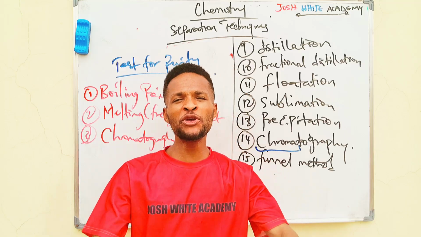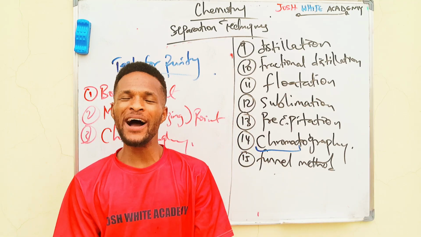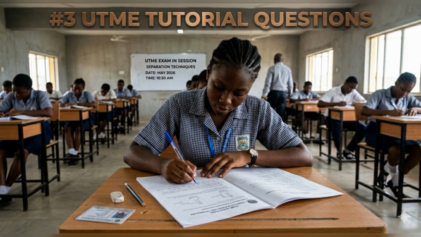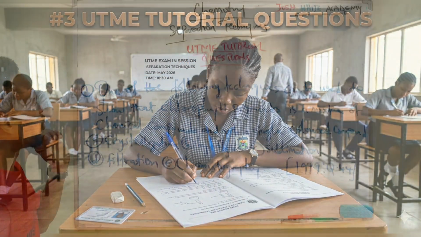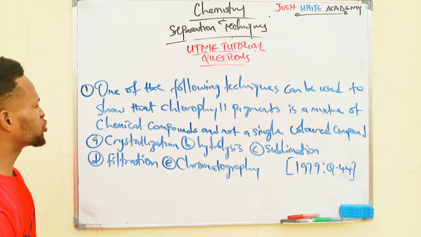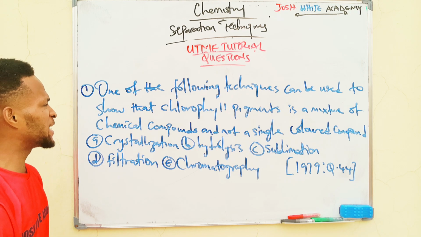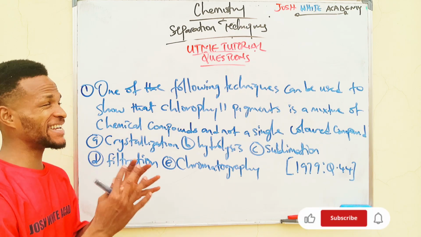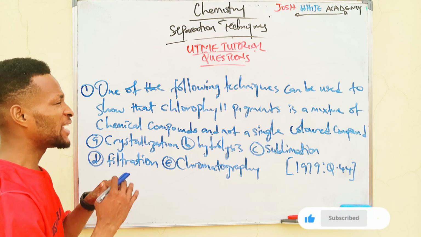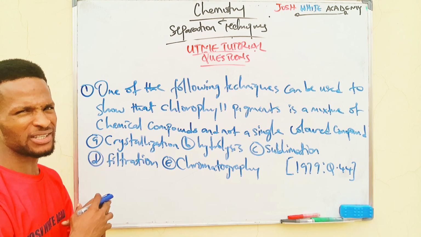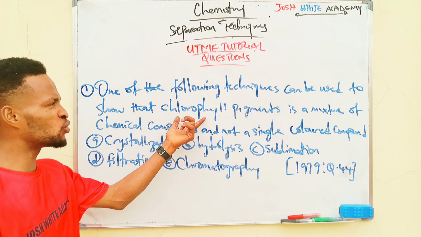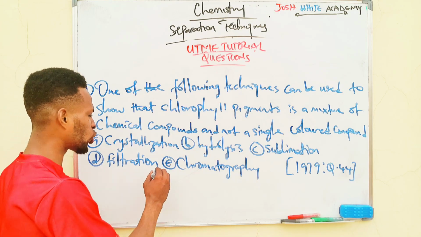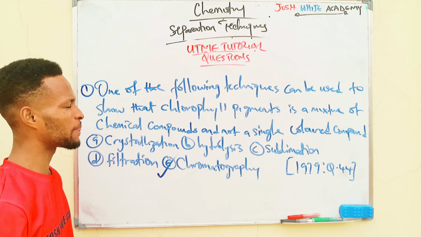Now, can we use this knowledge to go and crush UTME questions? Come with me. One of the following techniques can be used to show that chlorophyll 2 pigment is a mixture of chemical compounds and not a single colored compound. I said this in the last separation technique. Anywhere you come across colored compounds like chlorophyll 2, which is a green pigment found in green plants, just know that your answer is what? Chromatography. Don't stress. The next question.